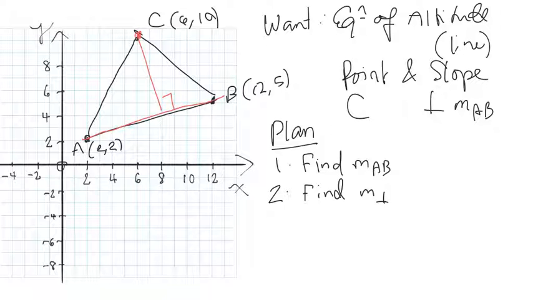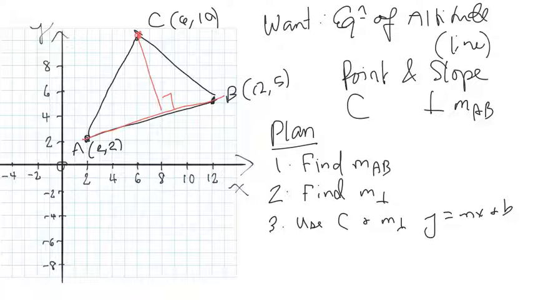So I'll just write that as M perpendicular. And then step 3 is I want to use the point C and the perpendicular slope to write y equals mx plus b. That's my plan to find this altitude.